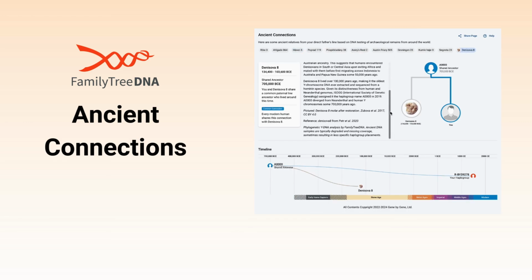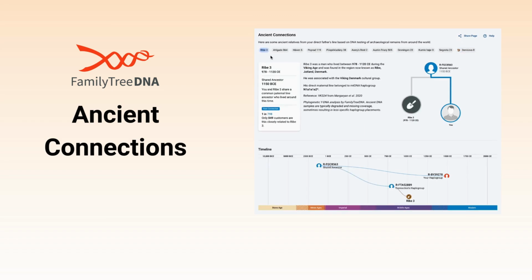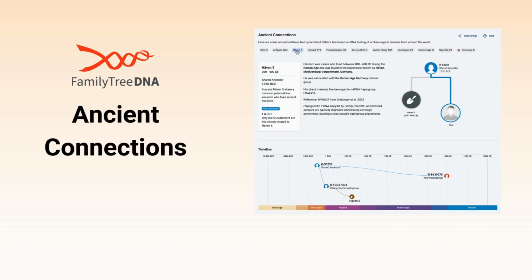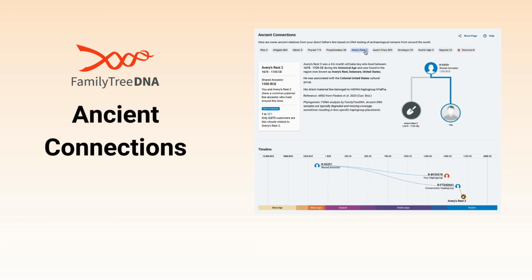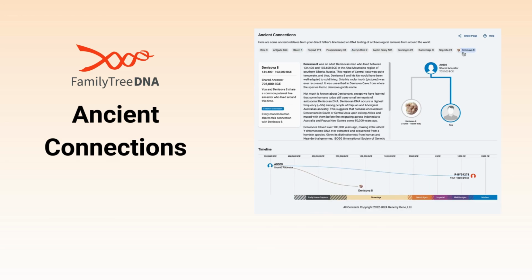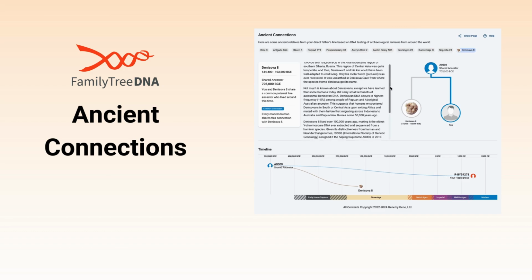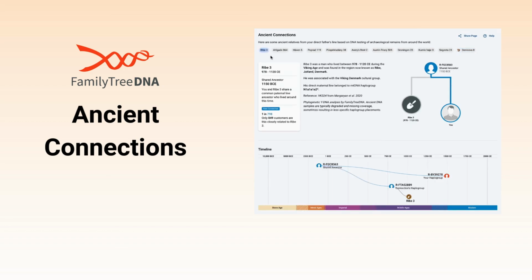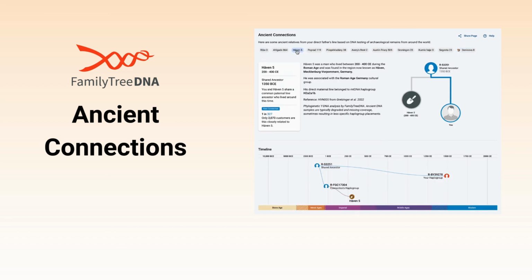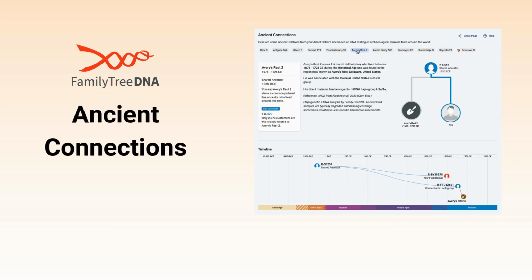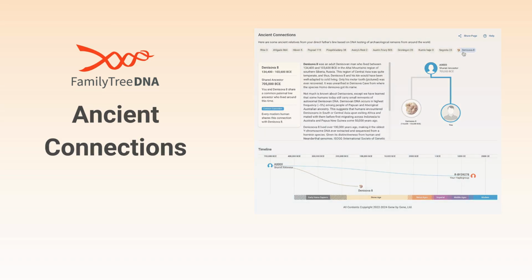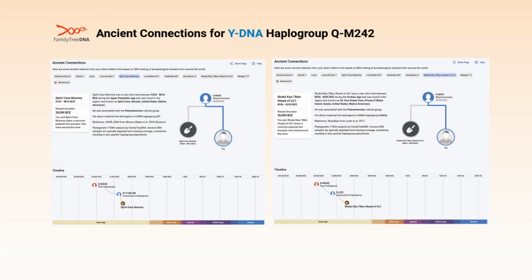Ancient Connections links you to real people from archaeological excavations whose DNA has been sequenced. And so FamilyTreeDNA has incorporated and analyzed thousands of academic and archaeological samples, and each connection shows you where they were found, when they lived, and where you shared a common ancestor. This anchors your haplogroup in actual time and place, showing you where your paternal ancestors were throughout history.